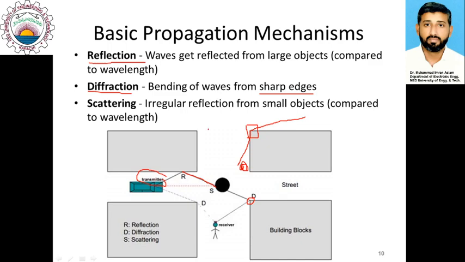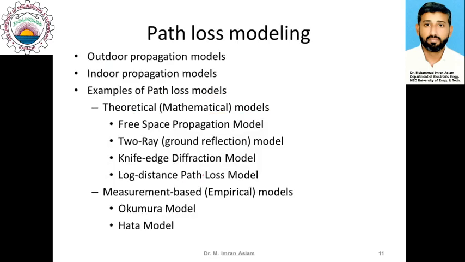Scattering is a third phenomenon which relates to the irregular reflection from small objects. For example, if a wave strikes a small object, it will be scattered in different directions. This is the scattering phenomenon, which generally disperses the wave energy in different directions because of the irregular reflection occurring at those small objects.